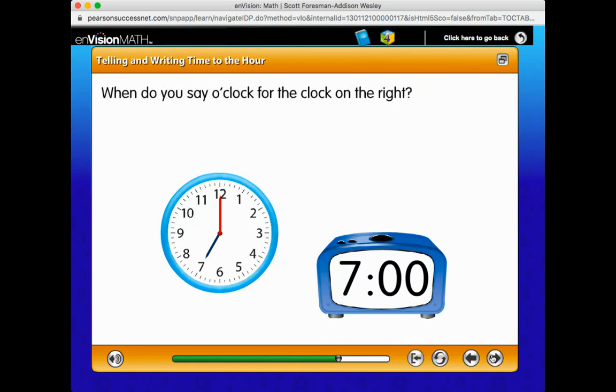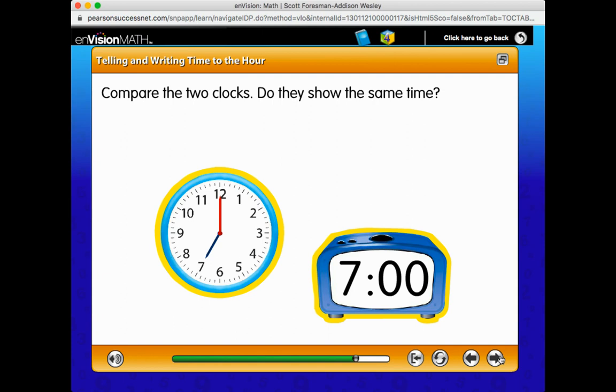When do you say o'clock for the clock on the right? That's something new. You say o'clock when you see 00 after the dots. So just like we do when reading a clock like this on the left, anytime our big red minute hand is pointing to the 12, we will always say o'clock. Now you know if you see a clock written digitally, when you see 00 after those two dots, we will also say o'clock.